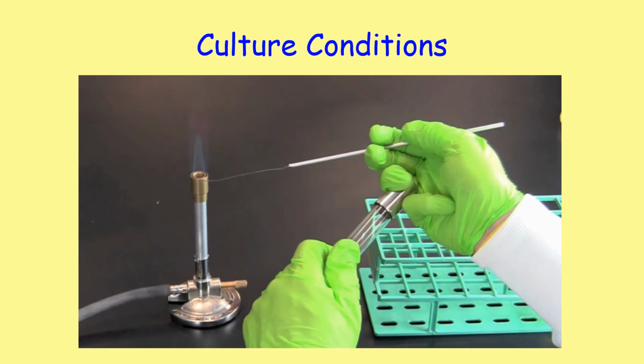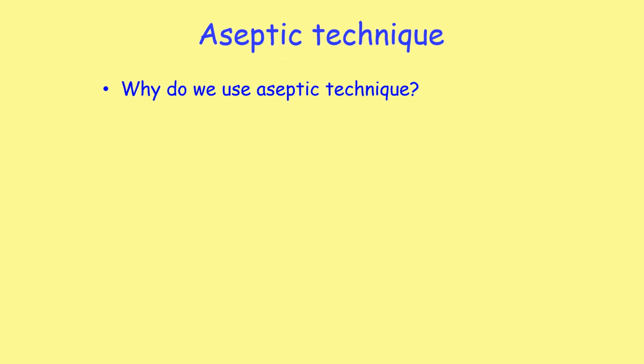Now, we've talked about the materials that a microorganism needs in order to be cultured. The other thing we need to think about is the conditions that a microbe needs in order for it to be cultured. And one thing that we're going to cover is something called aseptic technique. Aseptic technique, the reason for it is twofold.